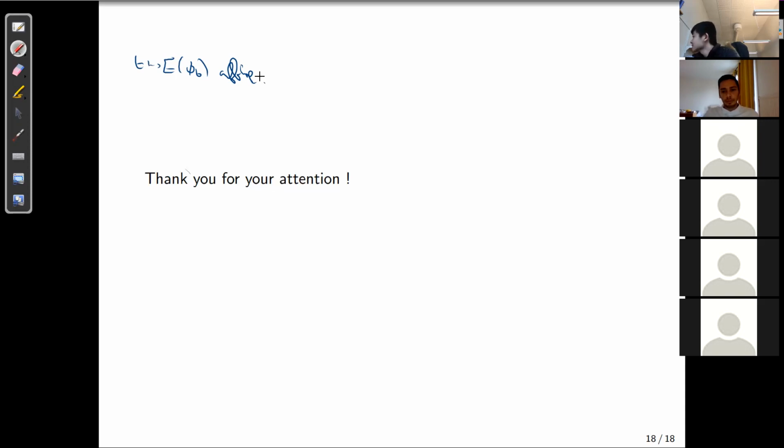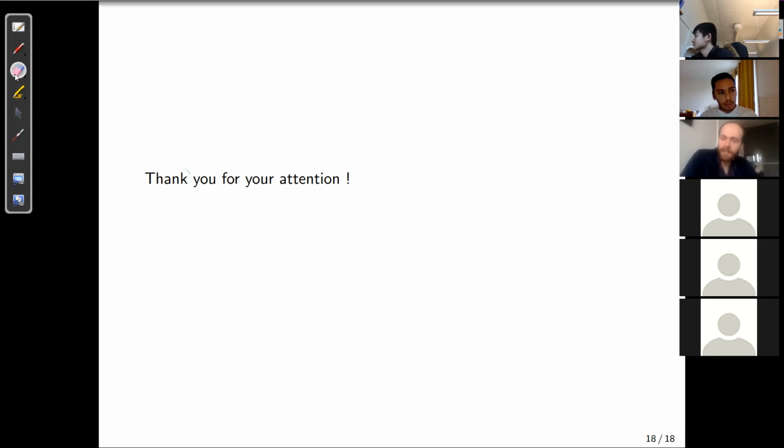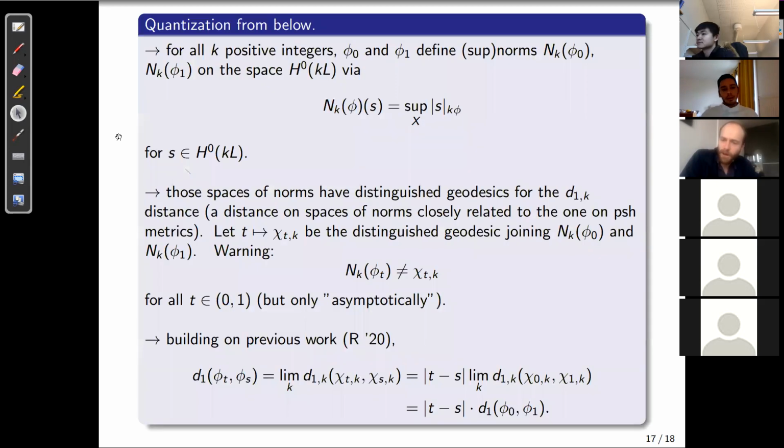Some other questions? I have probably one small question, Rémi. Can you say something about what you use for your last slide about quantization? Do you have some sort of non-Archimedean analog for the Bergman kernel expansion or something like this? Yes, basically, yes. This is the result I was talking about here.